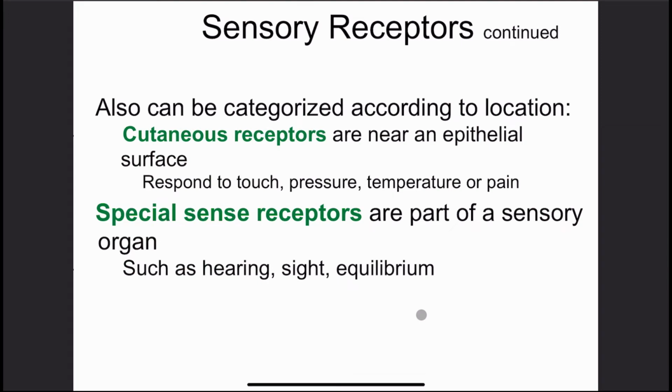They can also be categorized according to the location. A couple examples of this: cutaneous, like your cutaneous membrane. Cutaneous receptors are near an epithelial surface, so this could respond to touch, pressure, temperature, pain, or even stretch. Special sense receptors are part of our special senses. So hearing, sight, equilibrium, taste, those would all be special sense receptors.